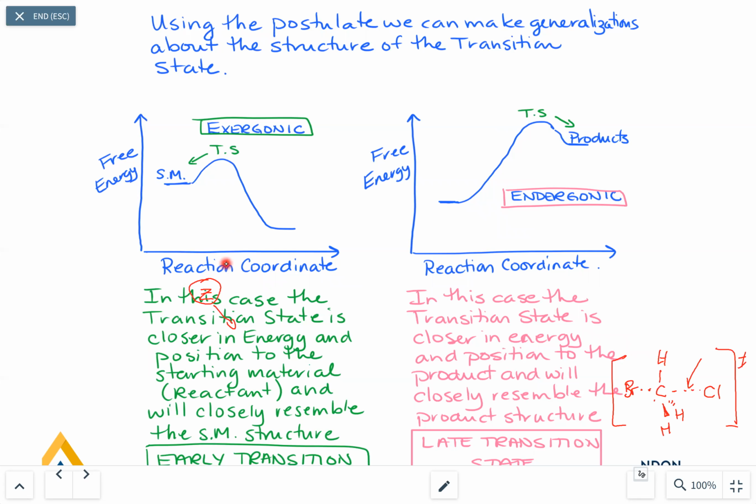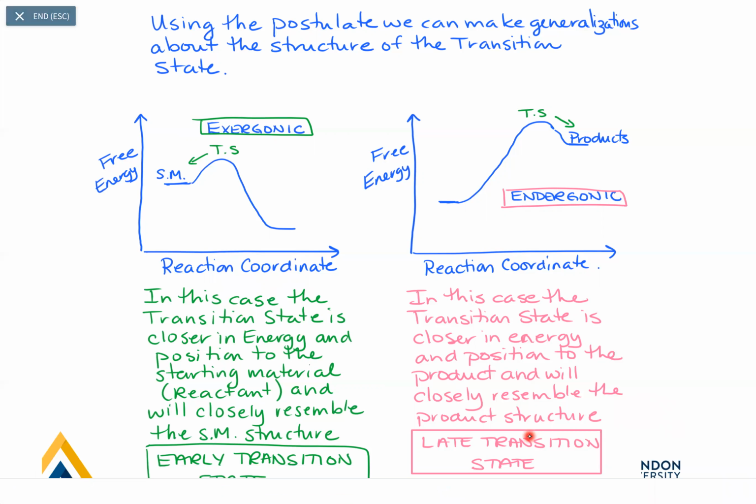Let me erase this, clear all drawings. In a case like this, we would say that this is an early transition state because it more closely resembles starting materials. If you've got an endergonic process, so here's your starting materials and here's your products, the transition state is closer to the products, so its structure would be closer to the products. And we call these late transition states. And then the one in the middle, there is no particular name for that. So the previous example is neither early nor late.